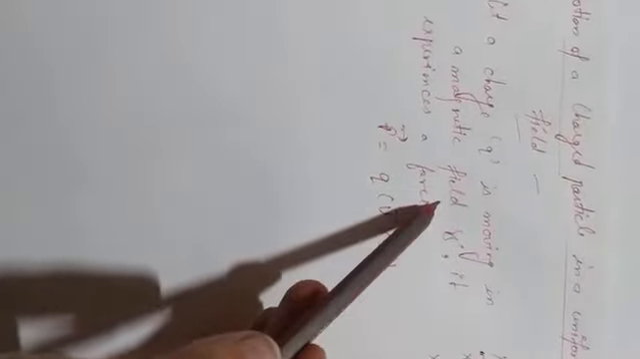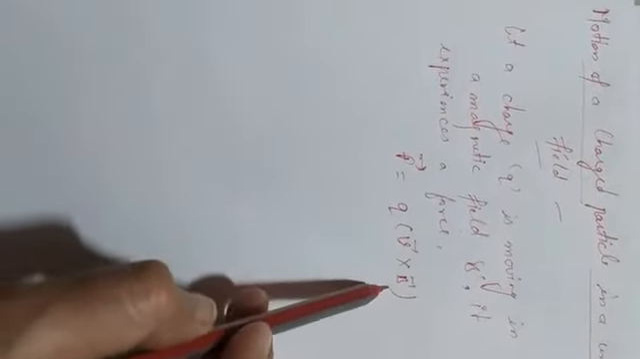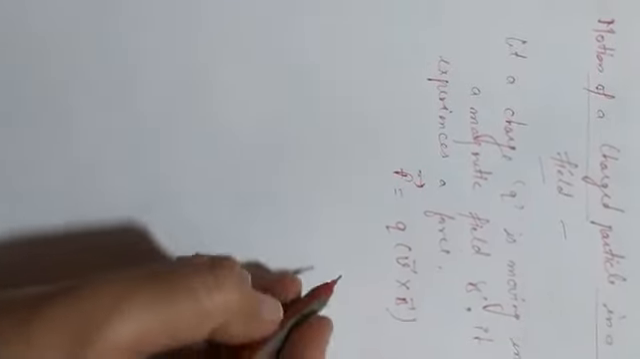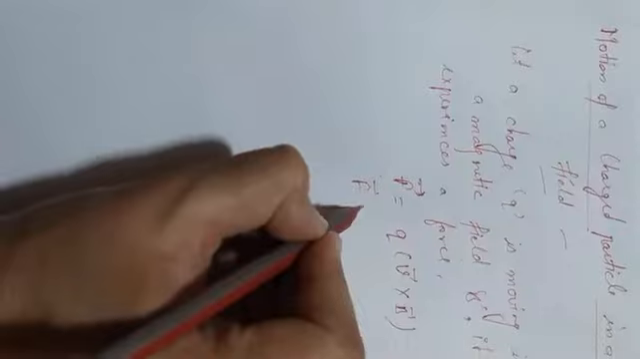This is a vector quantity, that's why we take the vector sign here. Vector quantity means we can indicate magnitude as well as direction. So when this charged particle has entered inside the magnetic field, a force will act, and this force is known as the magnetic force because it is acting due to the magnetic field, and its magnitude will be F equal to QVB.